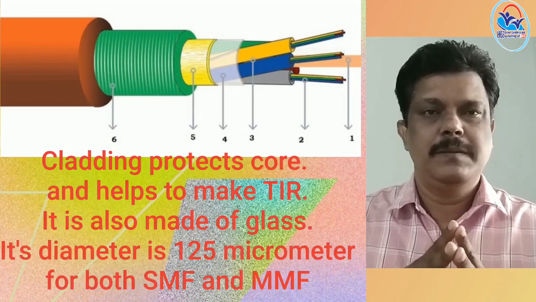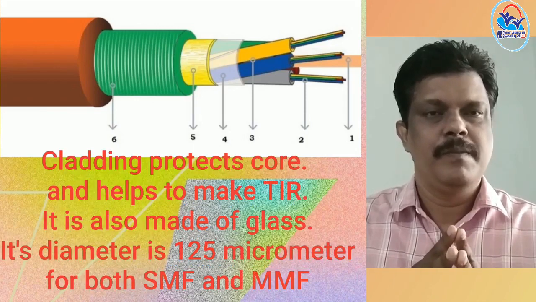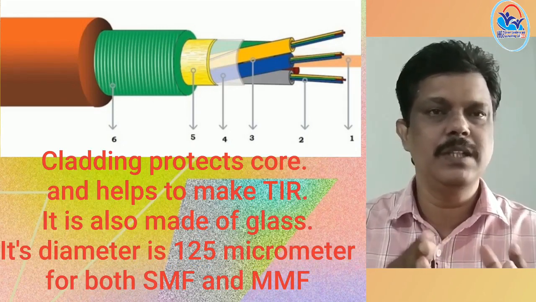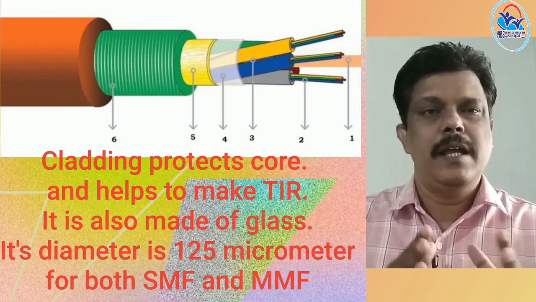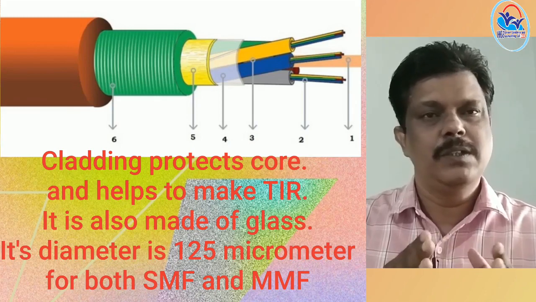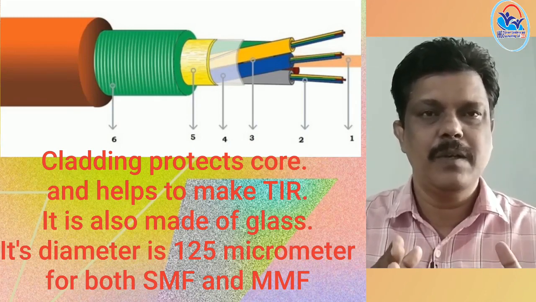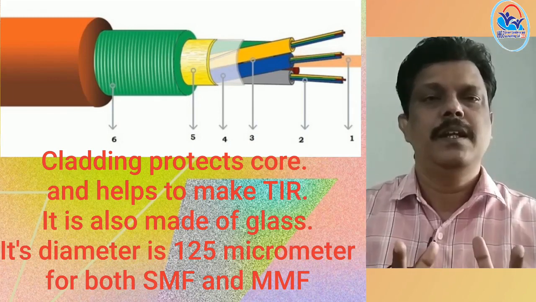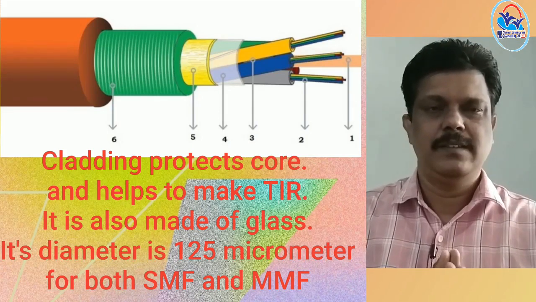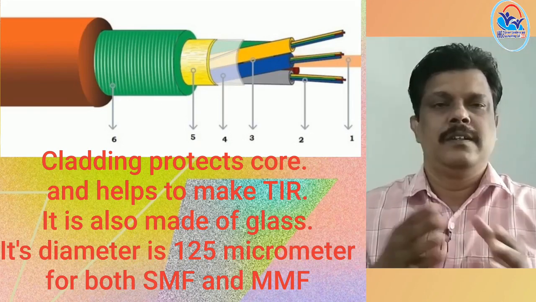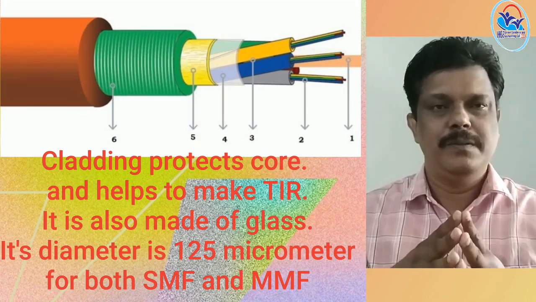The cladding provides protection to the core. It also helps to get the total internal reflection of the light passing through the core. The diameter of the cladding for both multimode and single mode fiber is 125 micrometer. Because of the electrical field distribution, some part of the light is also carried through the cladding. The cladding is also made up of glass.